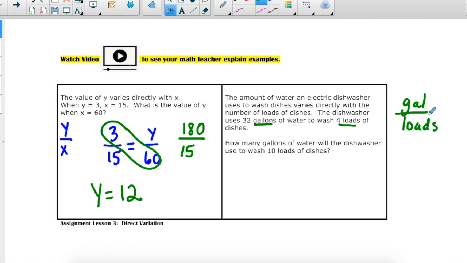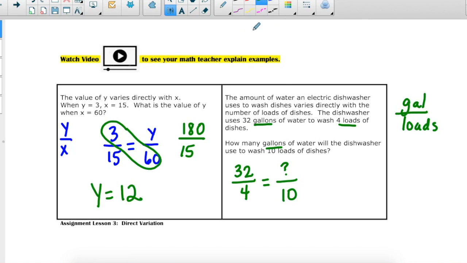You could have gallons in the denominator and loads in the numerator, but whichever you decide to put in what spot, make sure you are consistent and stay that way. So if I'm going to keep gallons in the numerator, then I'm going to start with 32 gallons for 4 loads of dishes. And then we're going to set that up as a proportion. The question's asking how many gallons. So that's my numerator. So I want to know how many gallons for 10 loads of dishes.